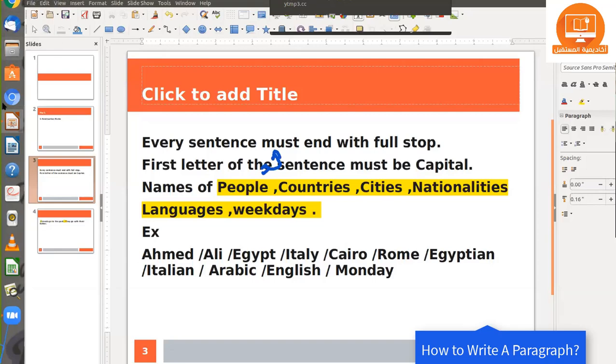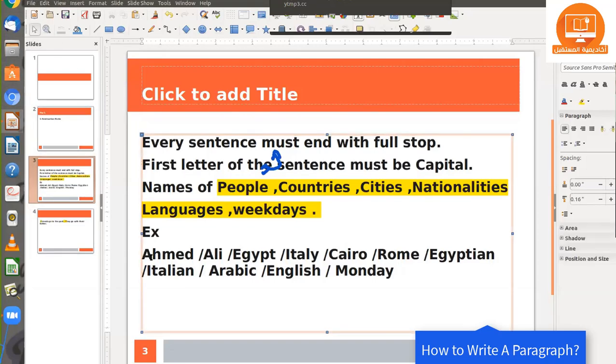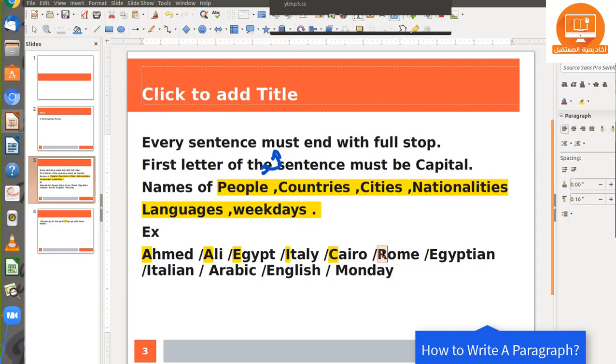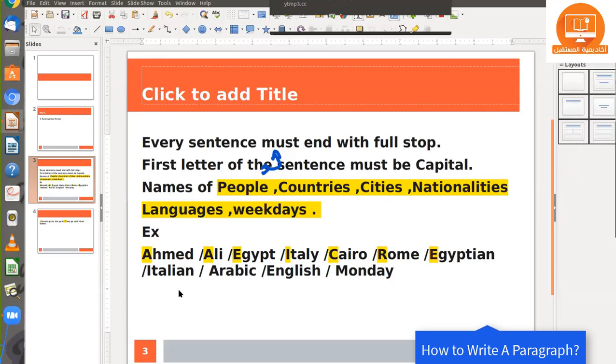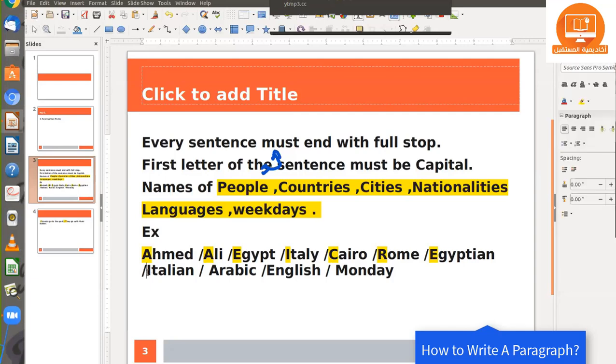Can you see the names of people like Ahmed? Names of people must be capital, like Ahmed here. Look at it. Ali, Egypt, Italy. I don't want these mistakes, okay? Rome. Listen. We take this every time, punctuation and capitalization for English. And when I give you a paragraph structure or exam, I still see these mistakes. Arabic. I see some people don't follow the capitalization rules.